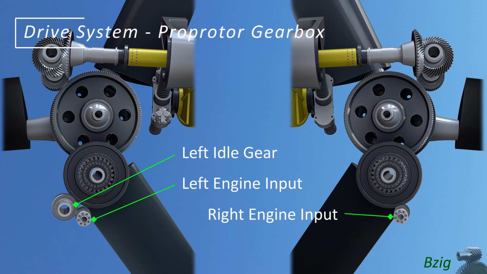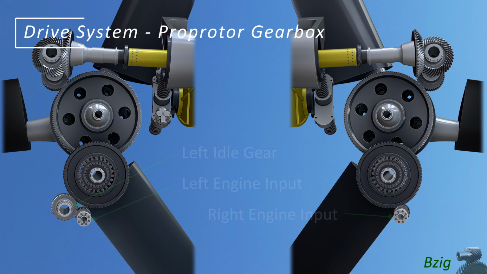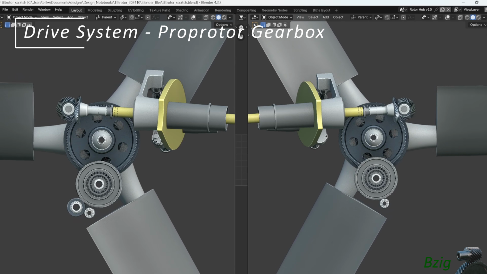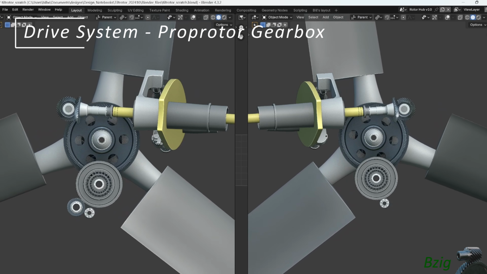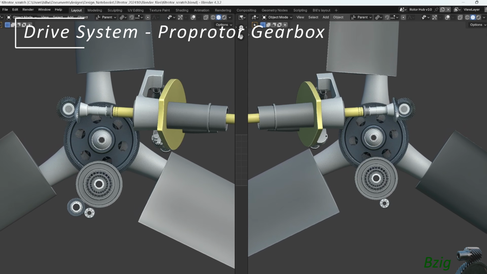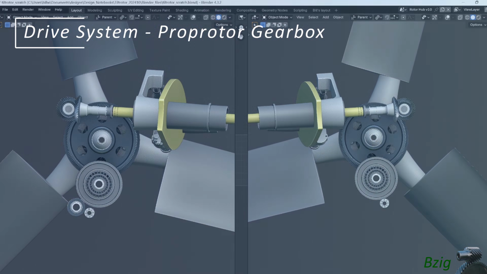And by the way, if you're a tilt rotor pilot and you notice that your left-hand prop rotor gearbox temperature is always just a little bit warmer than the right-hand side, that's because of this extra gear in the left-hand gearbox. It results in slightly warmer oil temperature on that side.